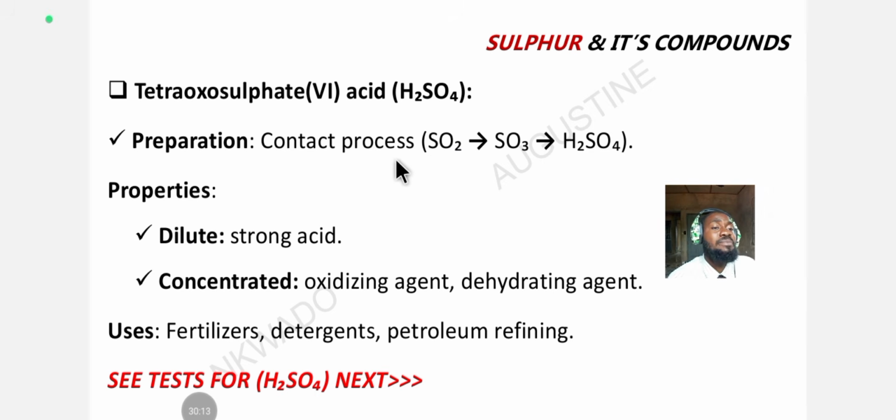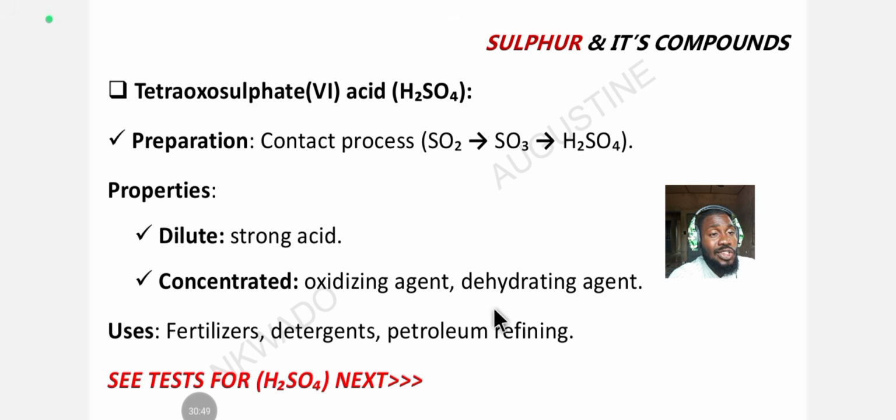And we already treated the catalysts used in various industrial processes. Now, I want to ask you, what catalyst is used during the contact process? Drop it in the comment section. So the properties of tetraoxosulfate(VI) acid include: it is a strong acid, one of the strongest acids on earth. The concentrated form of tetraoxosulfate(VI) acid acts as an oxidizing agent. It's also used as a drying agent.